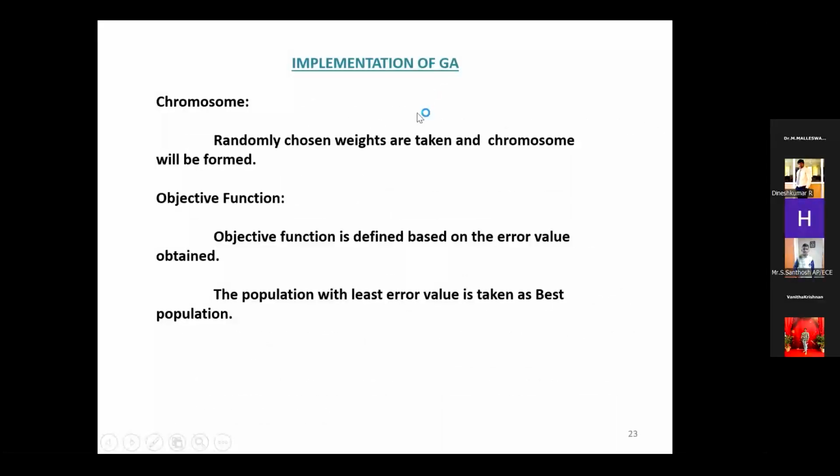Now, let us see the implementation of this genetic algorithm. First, you must set how to find the chromosome, right? The chromosomes you are going to consider on these neural networks of your RNN-based Jordan network are nothing but randomly chosen weights, and the chromosome will be formed. Here the weight values can be taken randomly between 0 to 1.